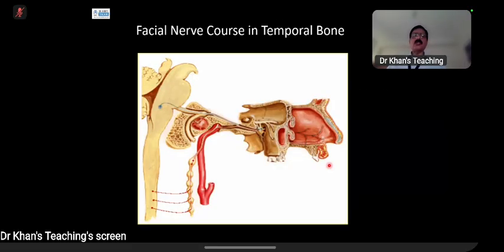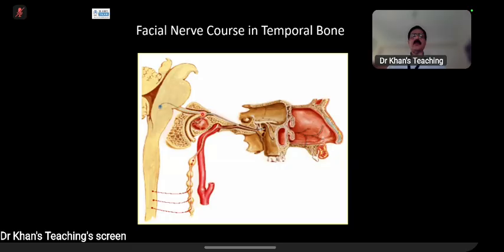So I always teach the temporal bone vis-a-vis the facial nerve because it courses through it. This is the schematic diagram on which we will make our concepts. So this is the seventh nerve. It arises from the pons, it passes into the internal auditory meatus, then goes into the bone.